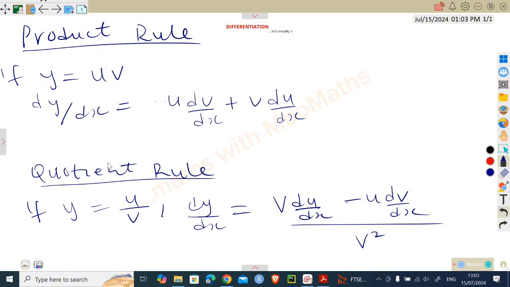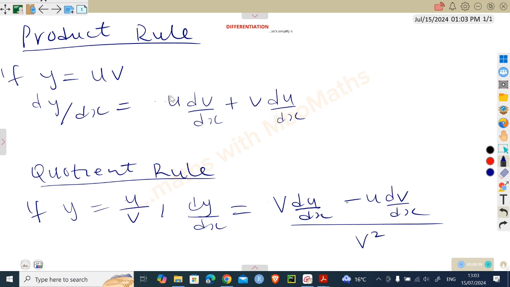The general formula to do that is given as dy/dx equals u dv/dx plus v du/dx. So simply put, how we used to remember it those days was you say put down the first, differentiate the second, plus put down the second, differentiate the first. That's an easy way to remember this.